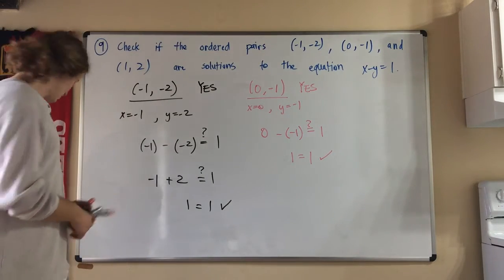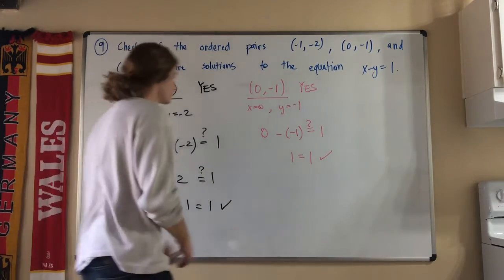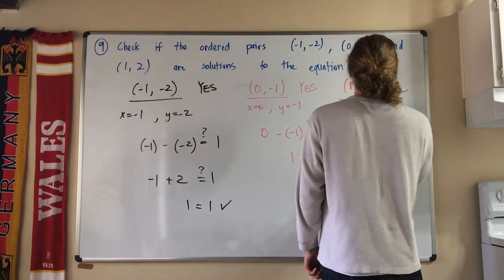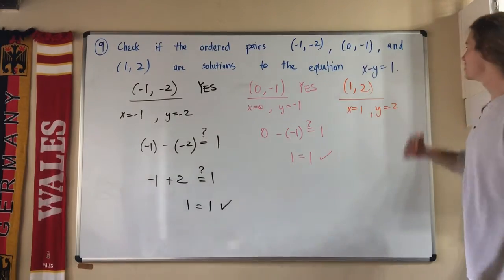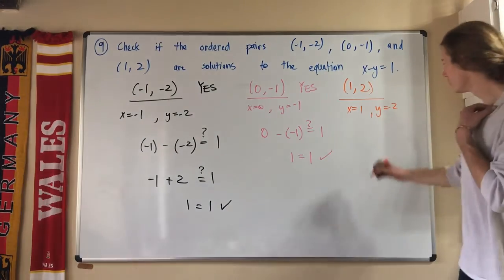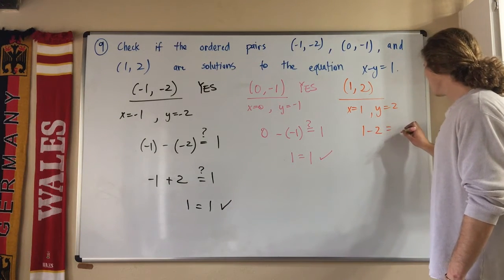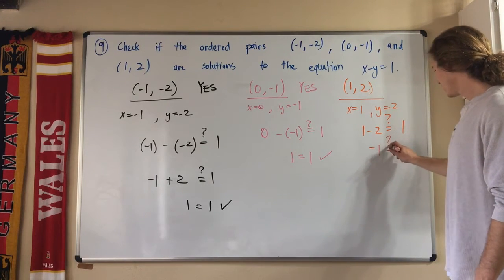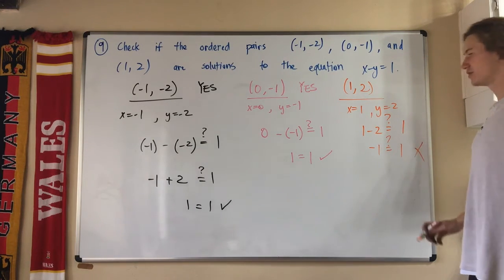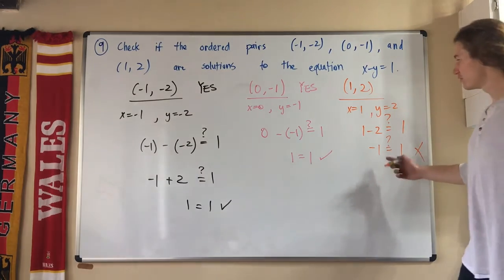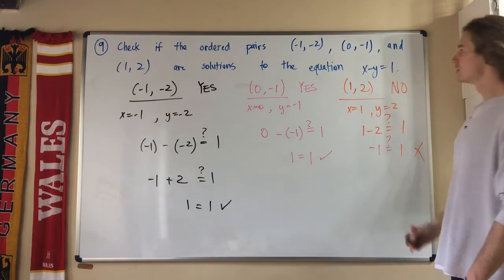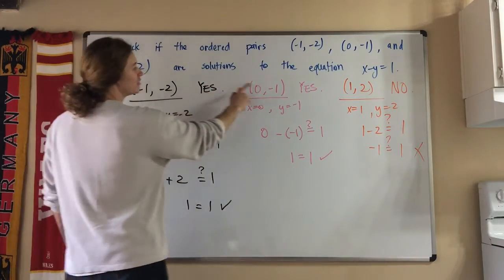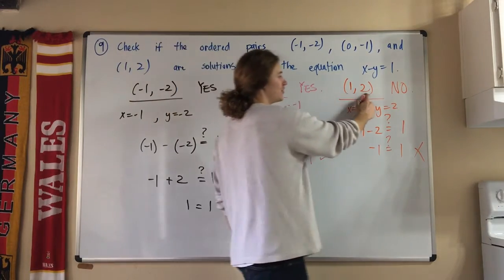How about this last one? (1, 2). This again is telling us that x equals 1, y equals 2. Does the equation x minus y equals 1 hold? Well, this says that 1 minus 2 equals 1. Is that true? Well, 1 minus 2 is -1. Does that equal 1? That does not equal 1. We know that's not true. That's a contradiction. If that's the case, we know that this is not a solution. So here we have our answers: (-1, -2) is a solution, (0, -1) is a solution, and (1, 2) is not a solution.